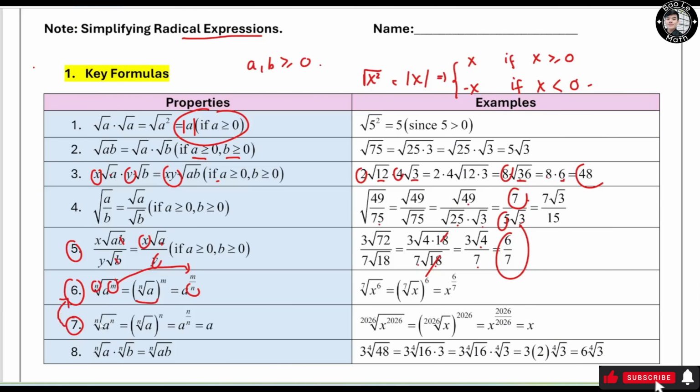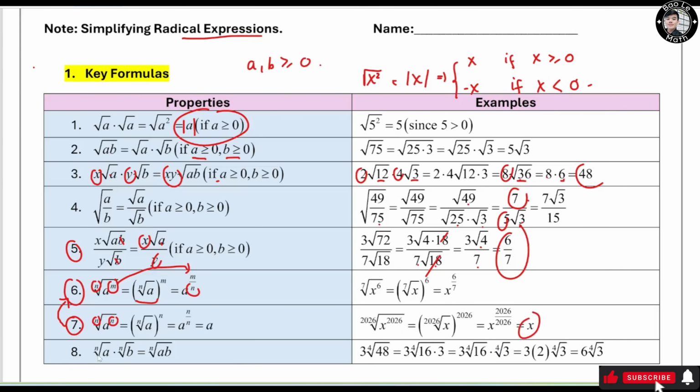Now formula number 7, similar to formula number 6. In this situation, n and m should be the same. So this is n, this is n. So we apply formula number 6 right here. n divided by n is going to be 1. That's why we have a. So we have the 26th root of s raised to the 26, which is going to be s.